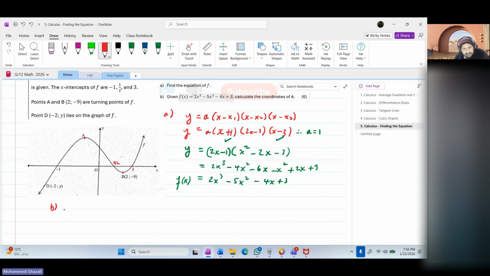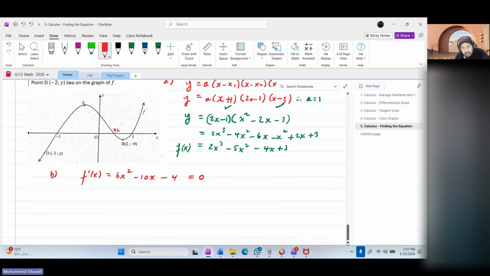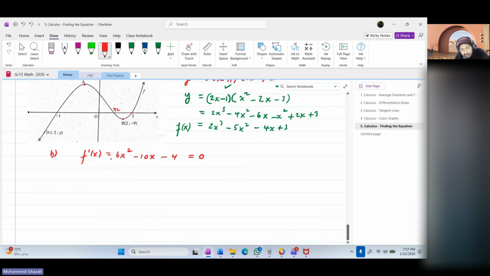Right, so part B. We will find f prime x. Find the derivative. 3 times 2 is 6x squared. 2 times minus 5 is minus 10x. Minus 4x plus 3, what's the derivative of minus 4x plus 3? It's just minus 4, right? Because that is linear. Is equal to 0. Now, put it into standard form. So you're going to get 3x squared minus 5x minus 2 is equal to 0. This will definitely factorize because you got a 2 there.